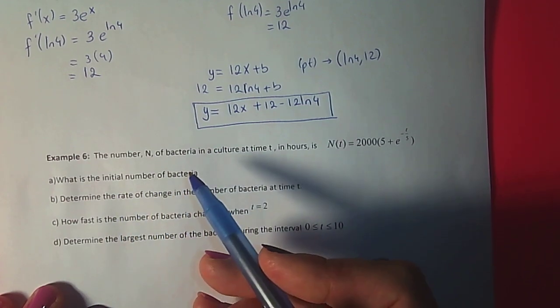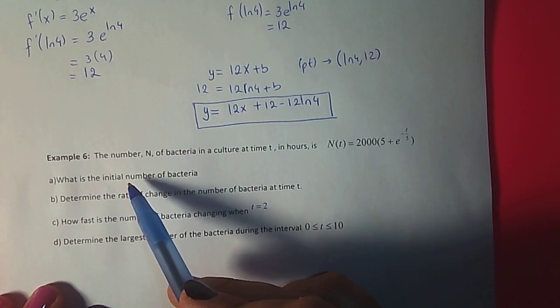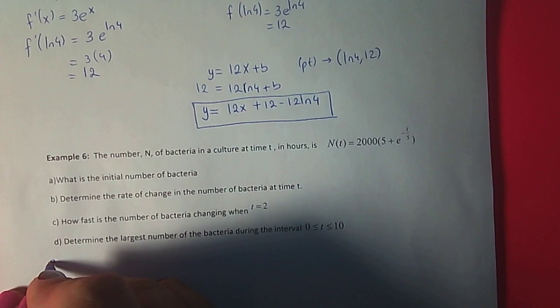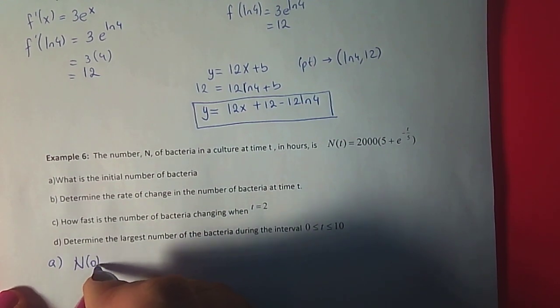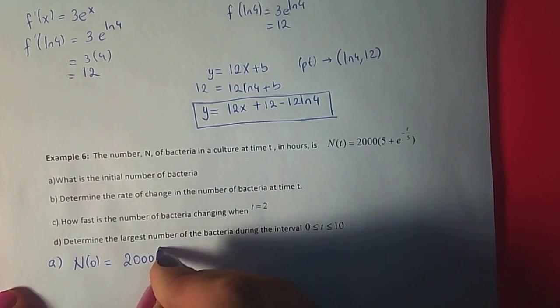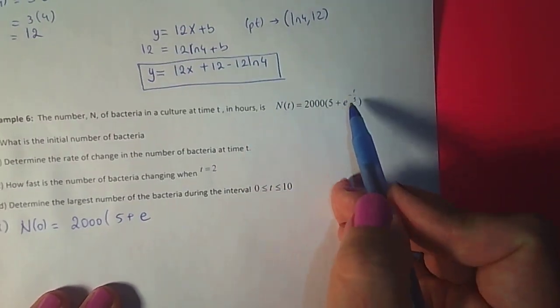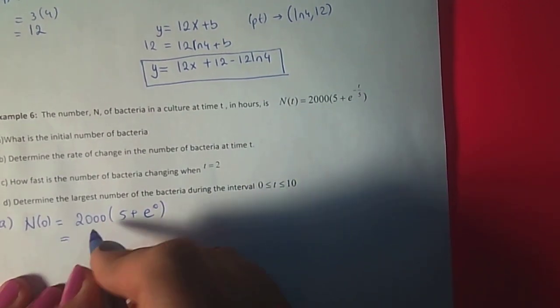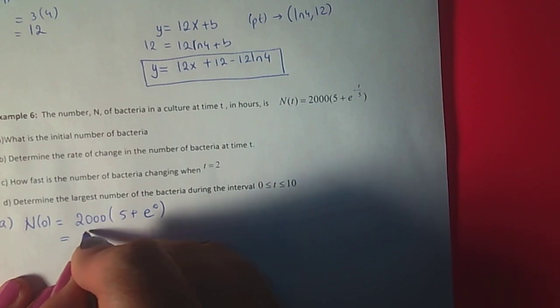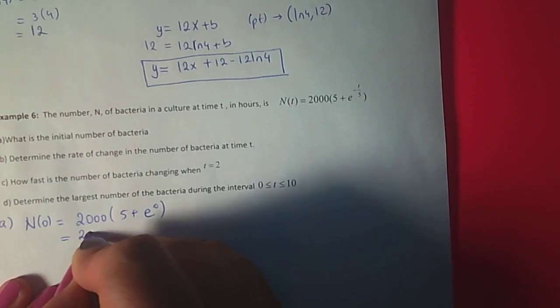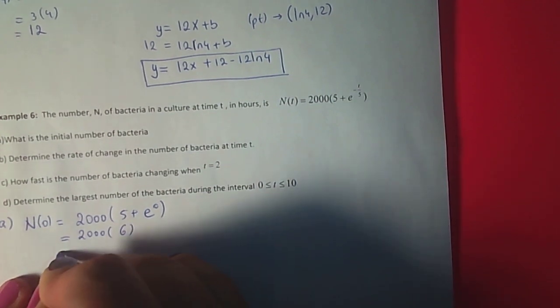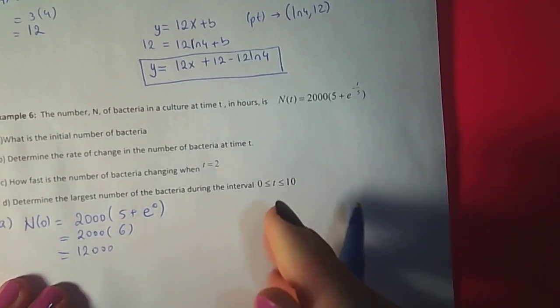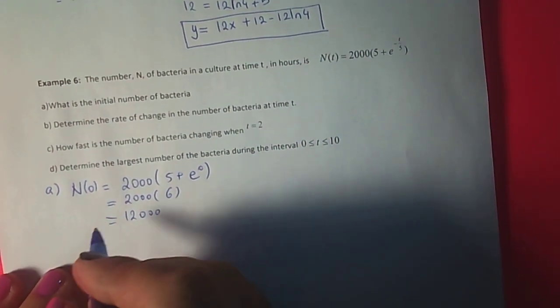So this is not even related to calculus. When they are asking for the initial value, we substitute 0 for t. Okay, so n of 0. If we do that, 2000 times (5 plus e to the power of 0 over 5). e to the power of 0 is 1, like any other number to the power 0. So you get 6 here, and we end up with 12,000 bacteria initially.